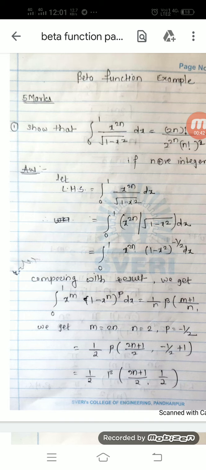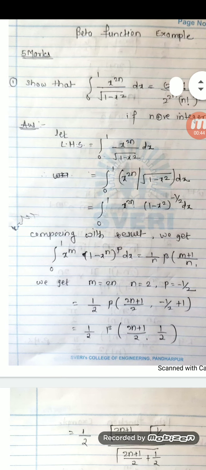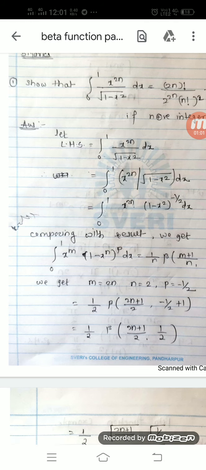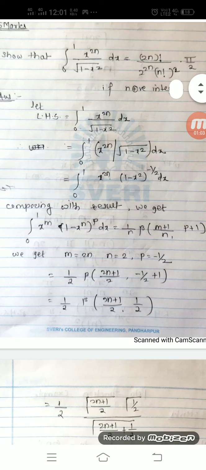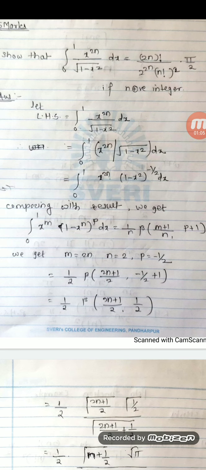Let us consider the LHS. That is the integral of 0 to 1 x raised to n root of 1 minus x square dx. As we know, root of 1 minus x square means (1 minus x square) raised to half, and it is in the denominator. If you shift it to the numerator, it becomes raised to minus half dx. Next, comparing with the result, the integral 0 to 1 x raised to m (1 minus x raised to n) raised to p dx, we know the value. It is 1 by n beta of (m plus 1) upon n comma (p plus 1).